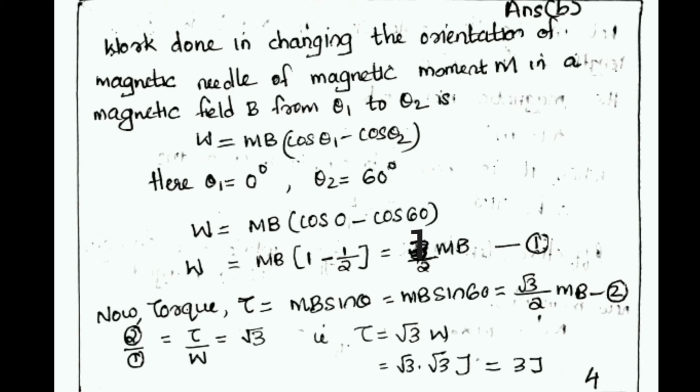The question is asked about the torque. Torque is equal to root 3 W. And W from the previous slide is given as root 3 joule. Therefore, root 3 into root 3 joule equal to 3 joules.